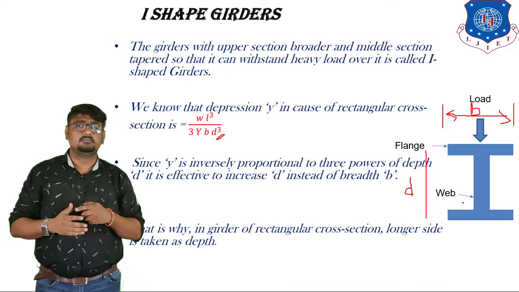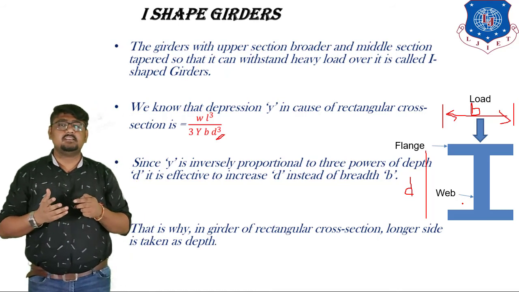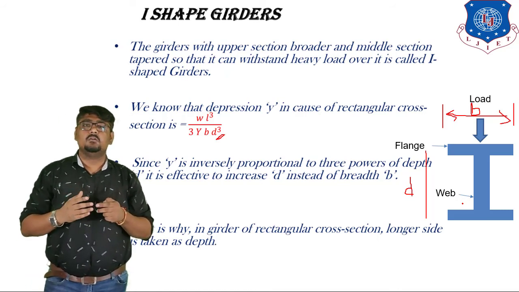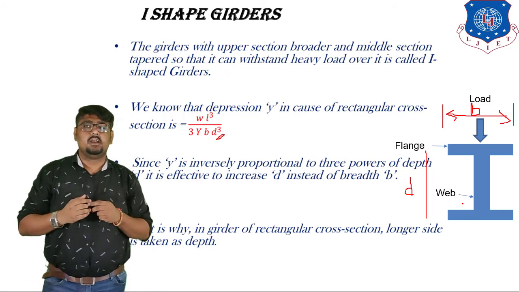Okay. So depression Y can be minimized by decreasing the load W, but for the same load and length, this method is to be adopted.